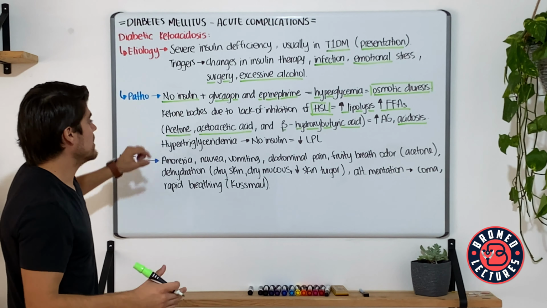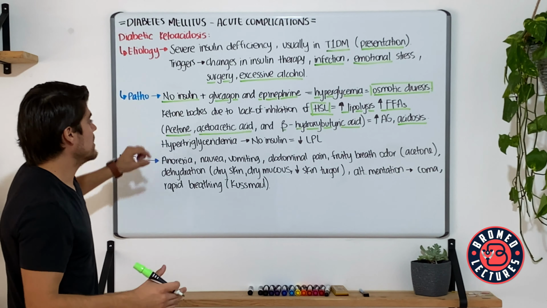So patients are going to present with anorexia, nausea, vomiting, abdominal pain, and a fruity breath odor due to the lungs getting rid of the acetone. And also dehydration is going to present with signs in the skin and the mucous membranes, with dry skin, dry mucosa, and lower skin turgor for the patients. Patients may also present with altered mentation, and they can progress to coma.